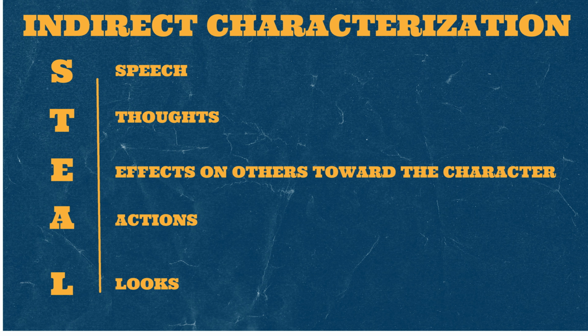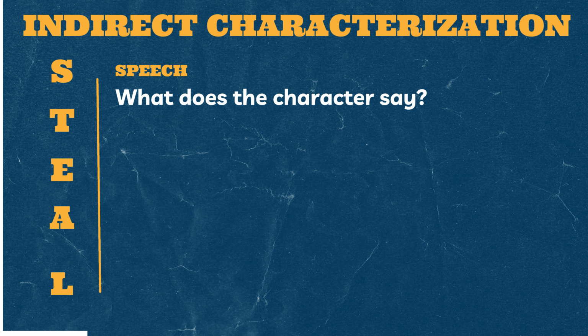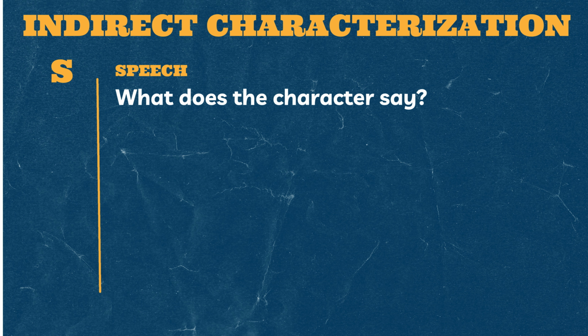Now, class, let us analyze the character of Russell using something called the STEAL method. STEAL helps us understand a character through speech, thoughts, effects on others, actions, and looks. First, think about what Russell says. Was he polite, rude, confident, or nervous?